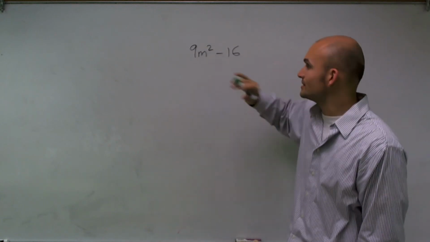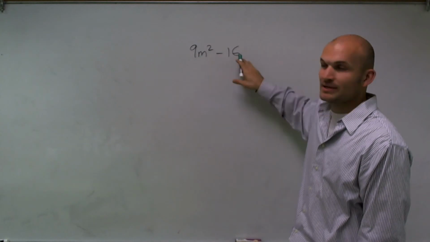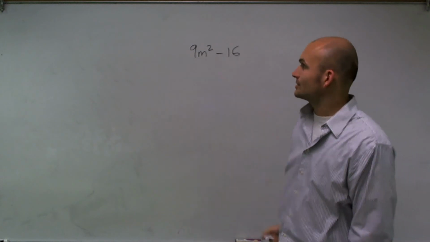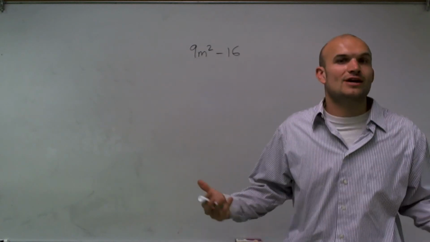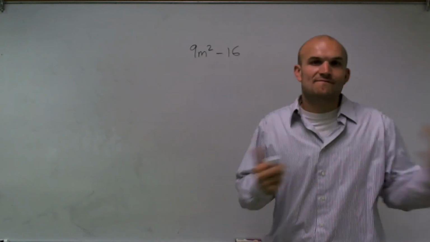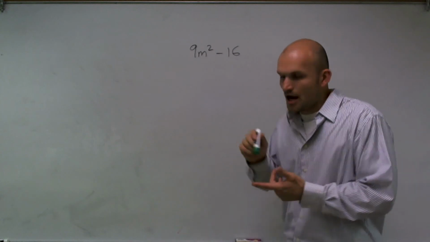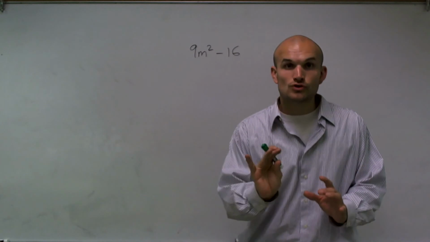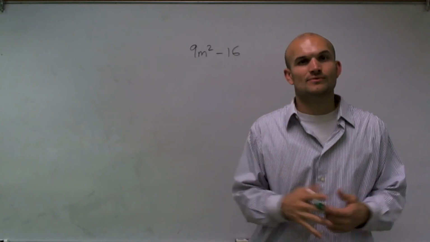What I notice here is, here I have an m squared, but in this monomial I don't have an m, so I can't factor out an m. I also look at these two numbers. 9 and 16 don't share any common factors, so I can't factor out any number that they share. However, the one thing I'll tell you is, every time you see two terms, there are only a couple of ways that we're going to look at this.